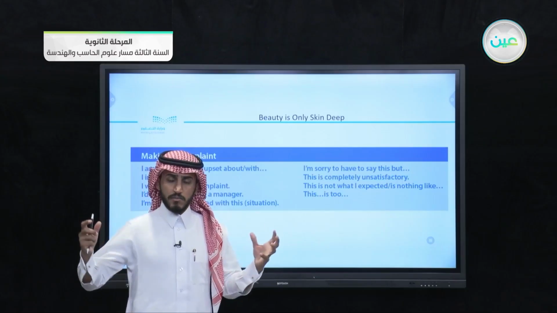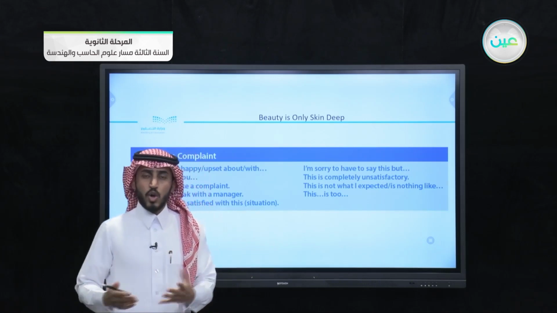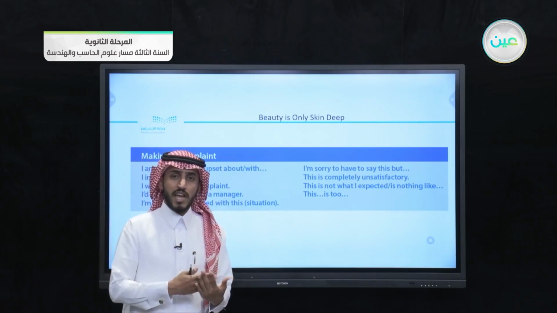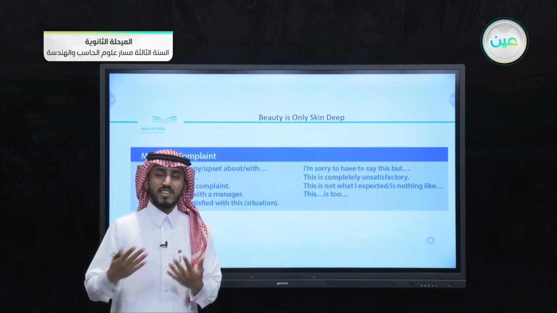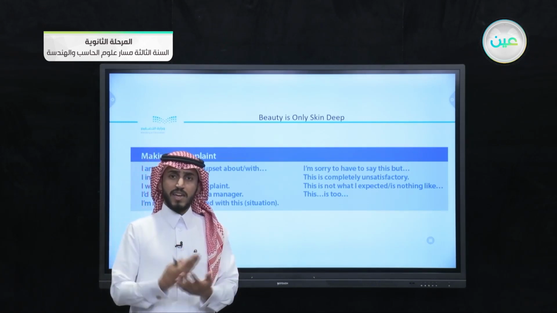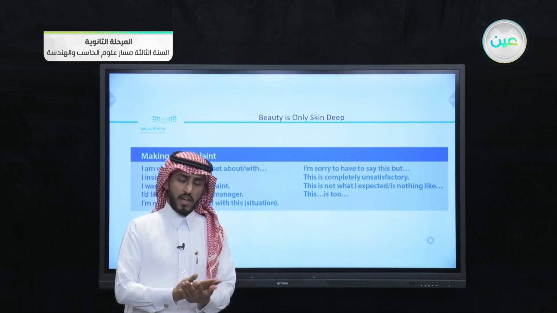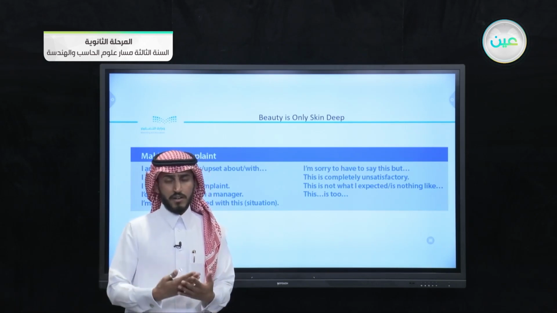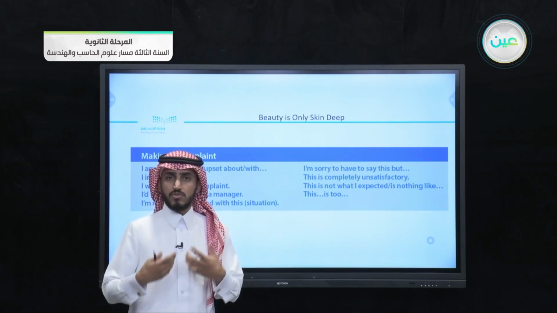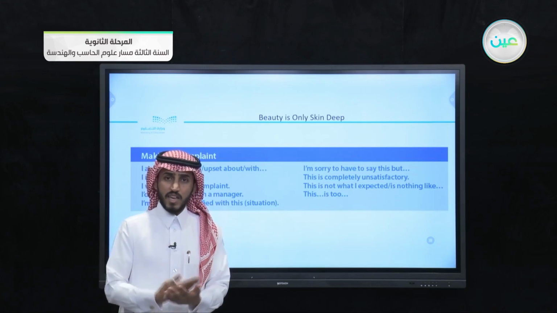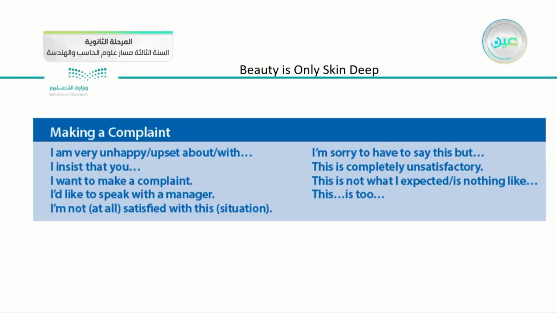It is related to making a complaint. We learned from the conversation how Sophie wasn't happy with her haircut. She made a complaint. She talked to the other woman and she made her complaint. Today we will learn a new way of making a complaint by using one of these expressions we have on the board. The first one is I'm very unhappy, or I am very upset about, or I am very unhappy with.